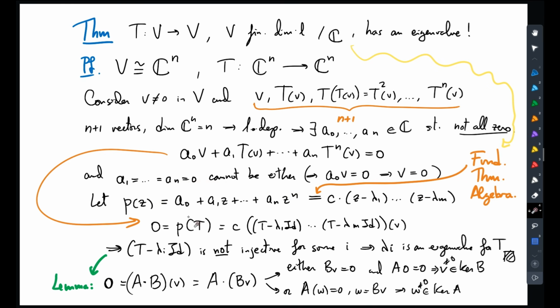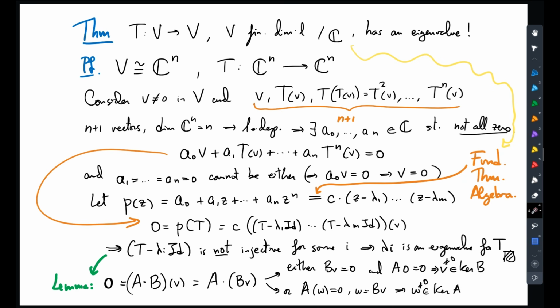Now, if I apply T to this polynomial, referring to this identity, T in this polynomial gives me 0. And on the other hand, if I put T in here, that is a constant times (T minus lambda 1 times identity) up to (T minus lambda m times identity) applied to the vector v. Now, if this product applied to v is 0, then I can actually conclude that one of the T minus lambda i times identity is not injective.